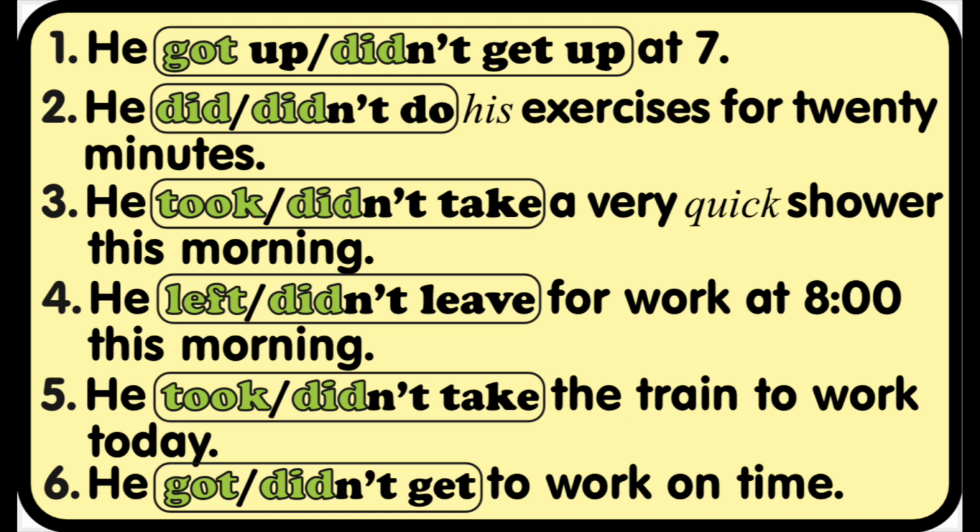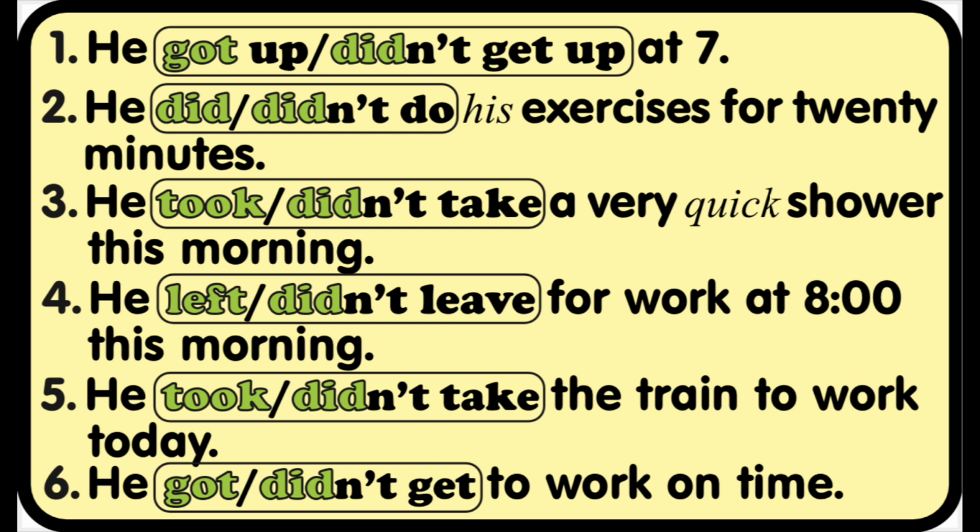All right, now let's try to make these sentences true. Para hacer estas oraciones verdaderas, quizá tenemos que afirmar o negar en pasado. Nota que cuando afirmamos, el verbo va en pasado. Cuando negamos, utilizaremos siempre didn't y el verbo principal en su forma simple.